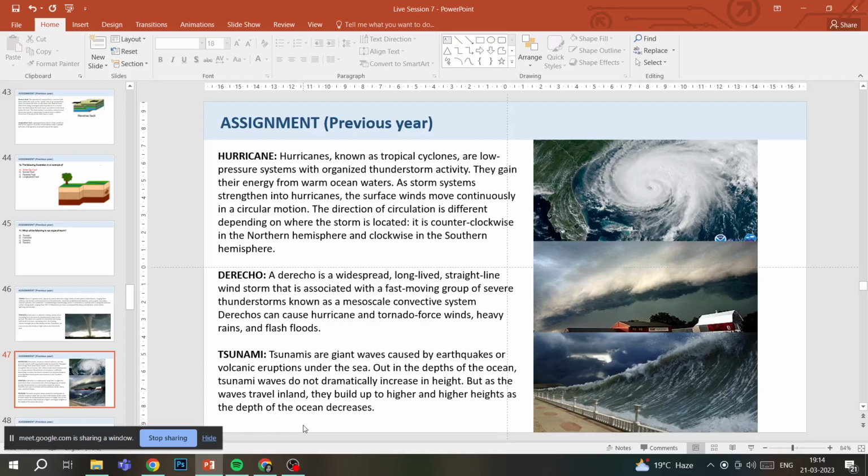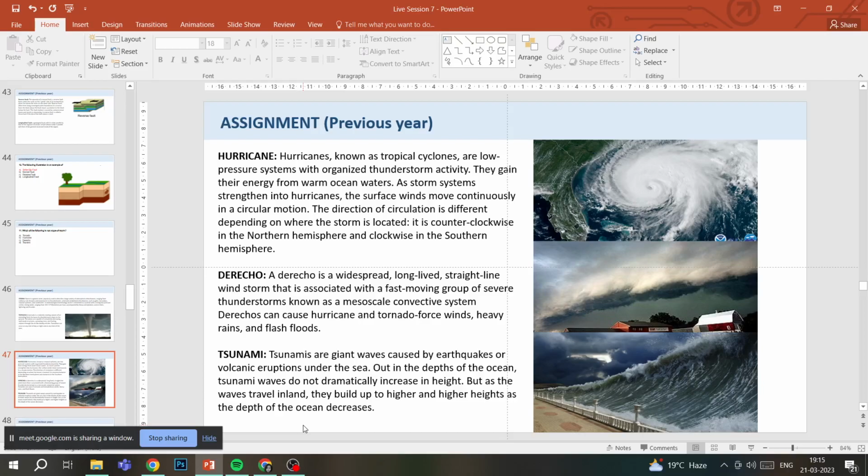And this is how, if you see the first image on the right top corner, that is how a hurricane looks. Then derecho. A derecho is a widespread, long-lived, straight-line windstorm that is associated with a fast-moving group of severe thunderstorms known as a mesoscale convective system. Derechos can cause hurricane and tornado force winds, heavy rains, and flash floods. So derechos can actually cause hurricane-force winds as well as tornadoes, and they're basically straight-line windstorms.